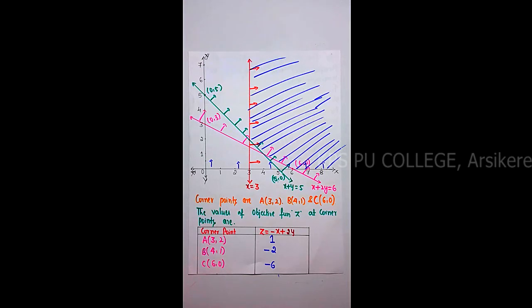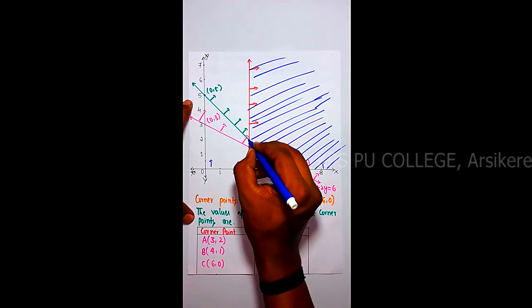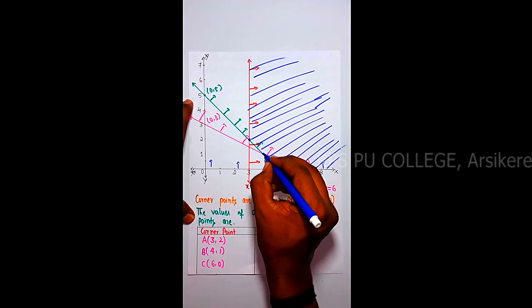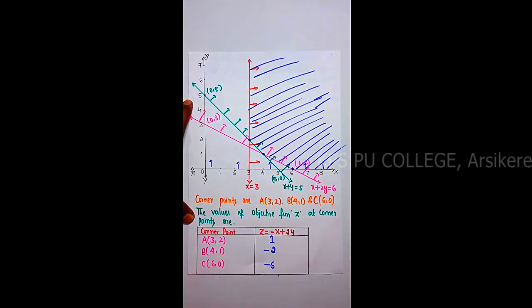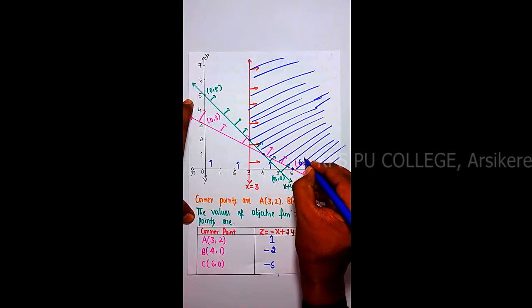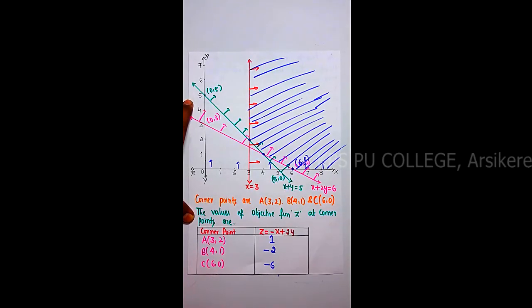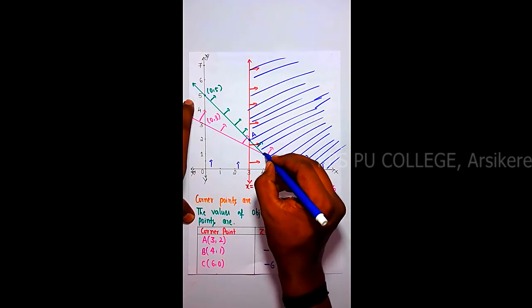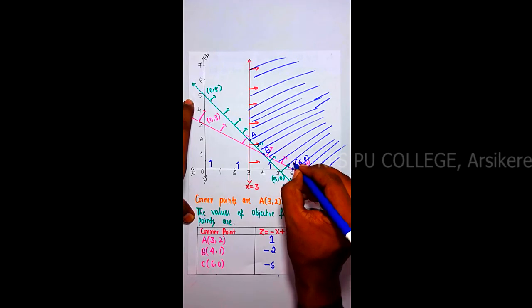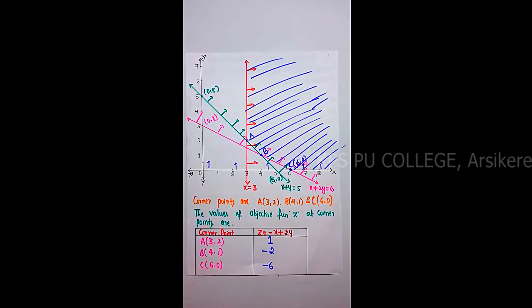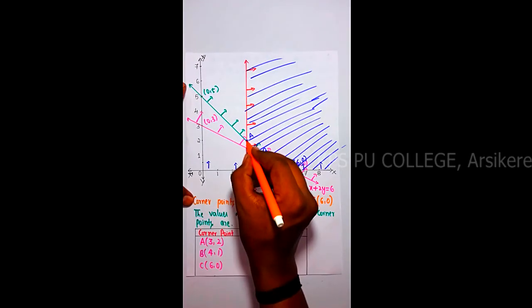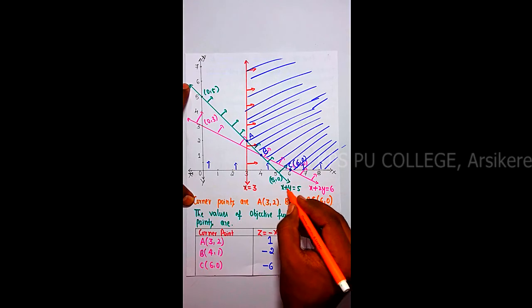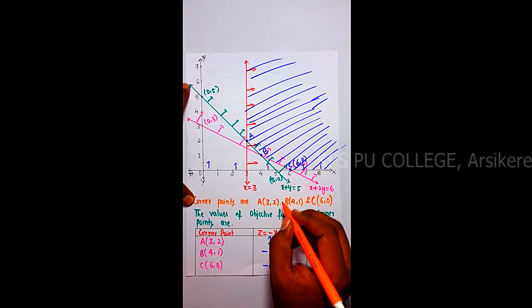So in the case of bounded as well as unbounded, in both cases we need to find the corner points. Here we have the first point, the second point, and here we have the third point. What is the third point here? 6,0. So that is point C, and the earlier points are A and B. Point A is the point of intersection of the line x is equal to 3 and x plus y is equal to 5.